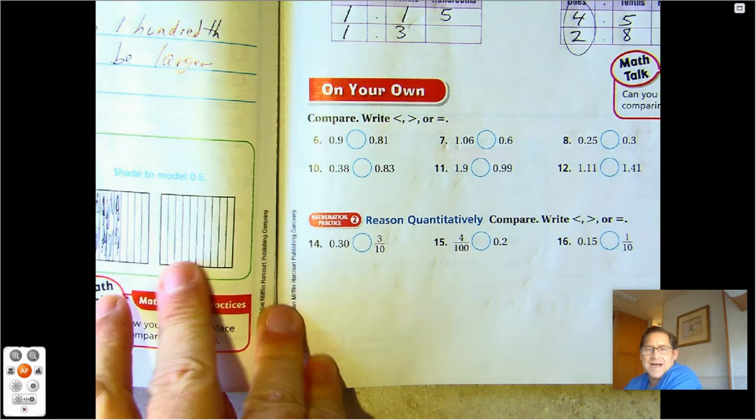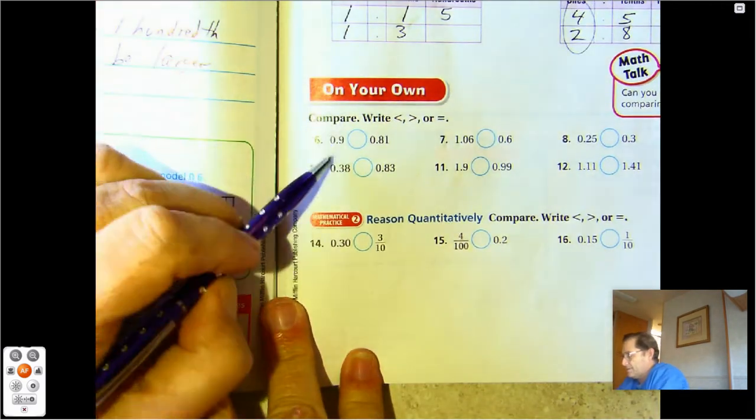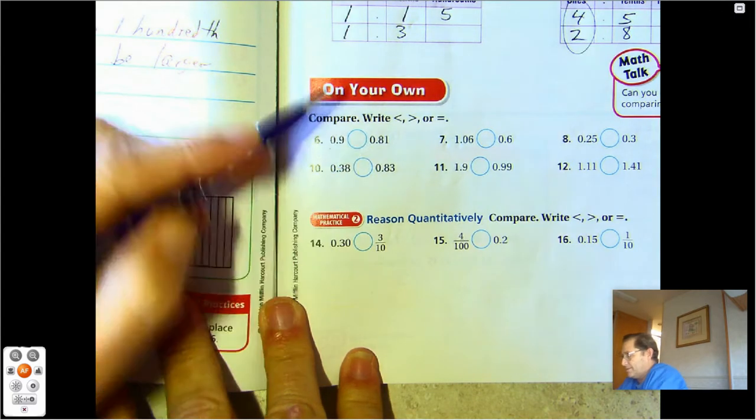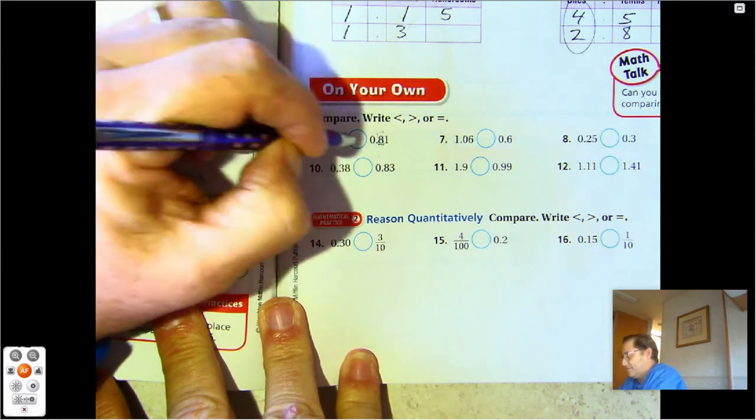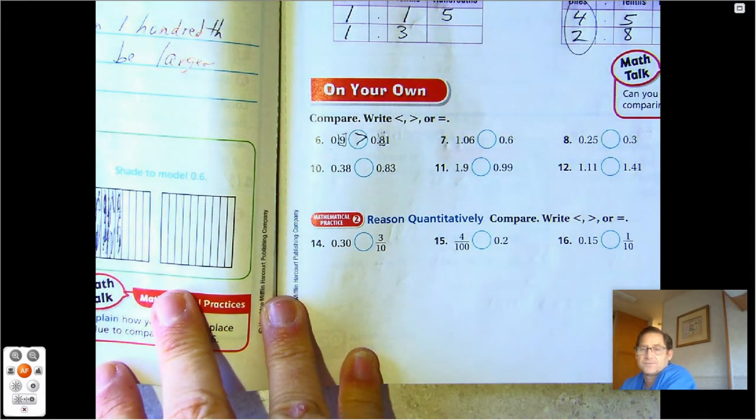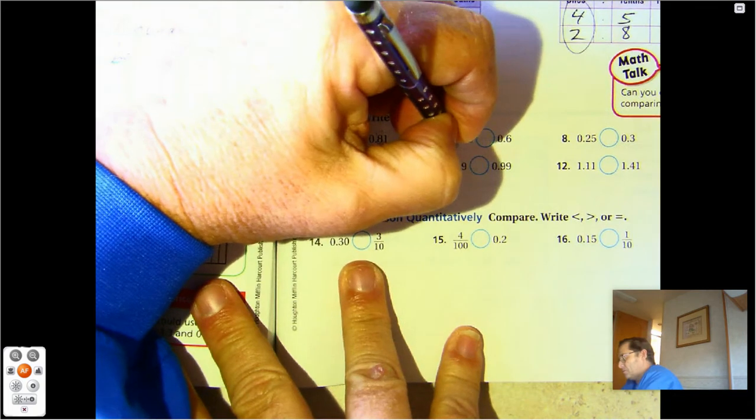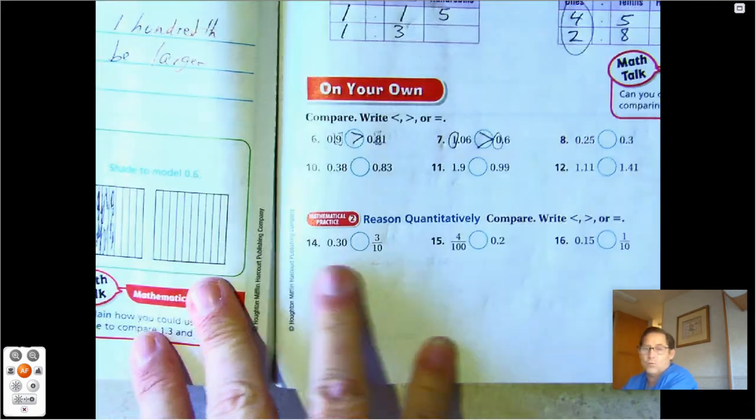All right, so 9 tenths compared to 81 hundredths. 0 ones, 0 ones. 9 tenths, 8 tenths. So 9 tenths is greater than 81 hundredths. 1 and 6 hundredths compared to 6 tenths. 1, 0 ones. 1 is greater than 0.